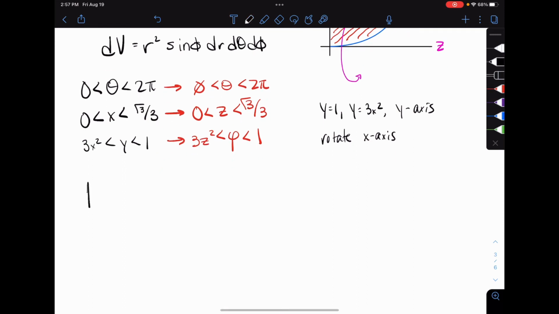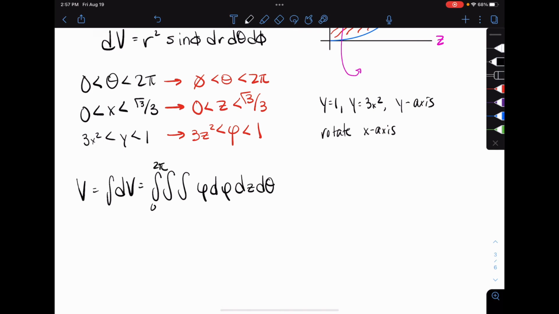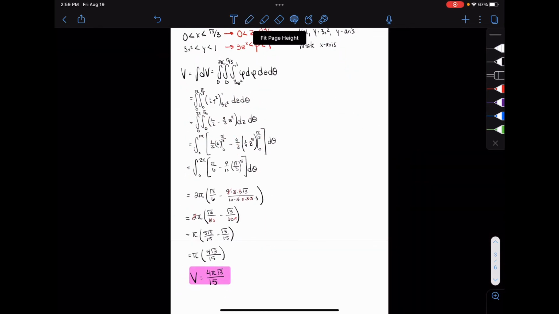All right, now we'll set up our integral. Volume, triple integral. We have rho, d rho, dz, d theta, 2 pi, and then we're going to go ahead and solve this integral. Okay, so once you solve that integral, you're going to get a result of 4 pi times root 3 over 15.